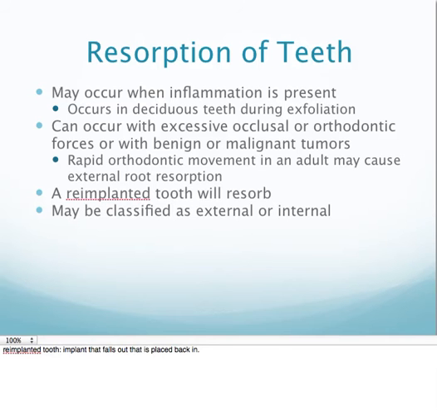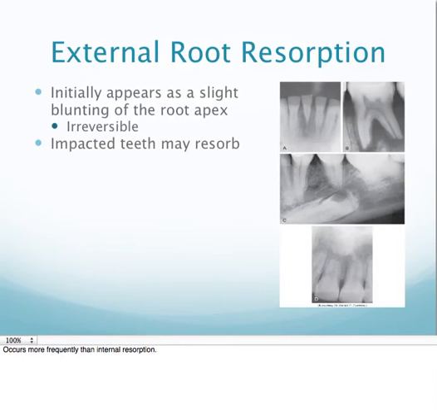And so let's talk more about internal versus external. So external root resorption appears as a slight blunting of the root apex. Is external root resorption reversible? No, you cannot reverse it. And impacted teeth may resorb. So you can see in the pictures that external root resorption is the roots resorbing away due to sources that are outside that individual tooth, externally, outside. External root resorption occurs more frequently than internal.